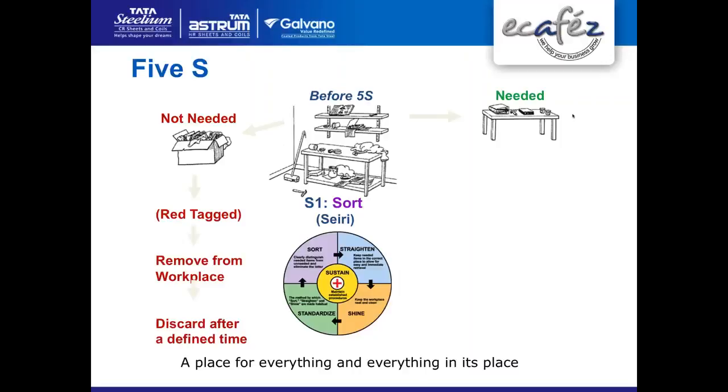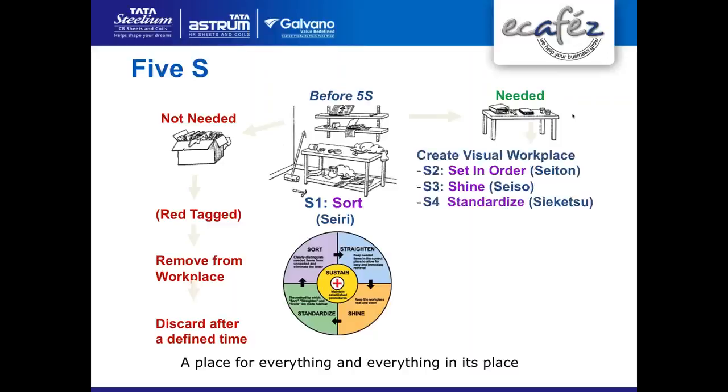It is a five-step method, named with Japanese words. The first one is Sort. S1 is called Seiri, from the Japanese word. It means you have to classify all the items lying on the floor or workplace as needed and unneeded. All unneeded items should be removed from the shop floor. This removes the clutter and frees a lot of space. After that, the required items must be set in order. The second S means properly putting things in place so that whenever needed, you can get them immediately. There is a question that has come.